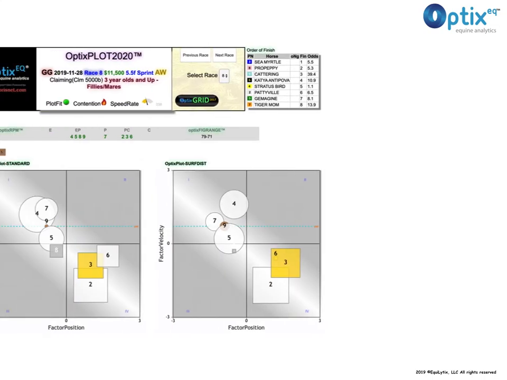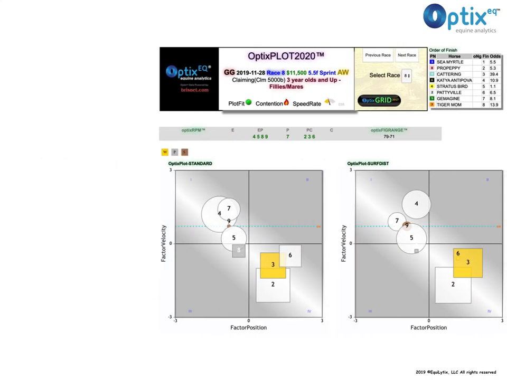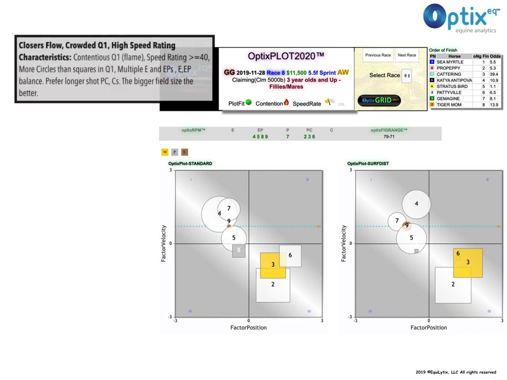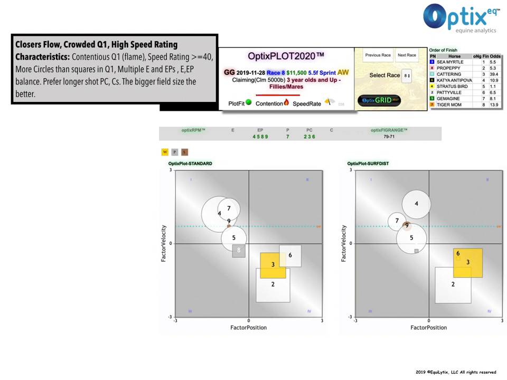So I'm going to use an example back on the 28th here at Golden Gate. It was race 8. And how do I know this race has a closers flow? Well, first I could see it's a crowded Q1. You can see the contention is aflame. The speed rating is relatively high. I usually look for above 40, but this is right at the line here at 38.